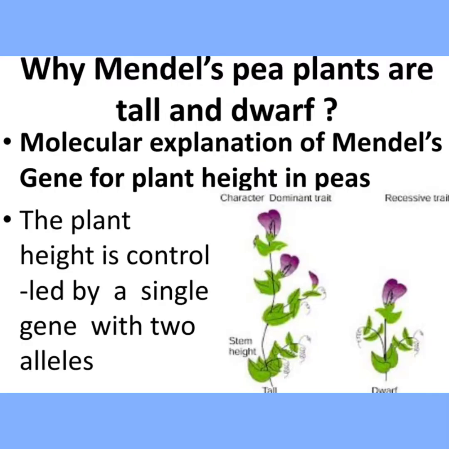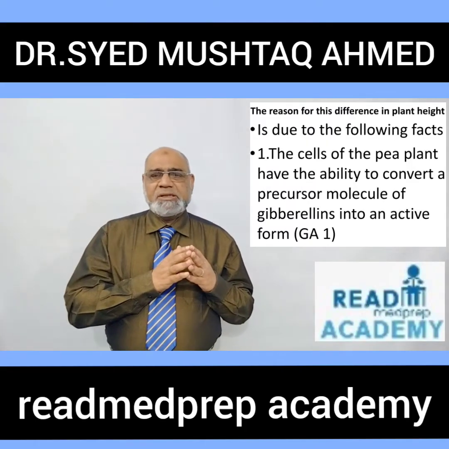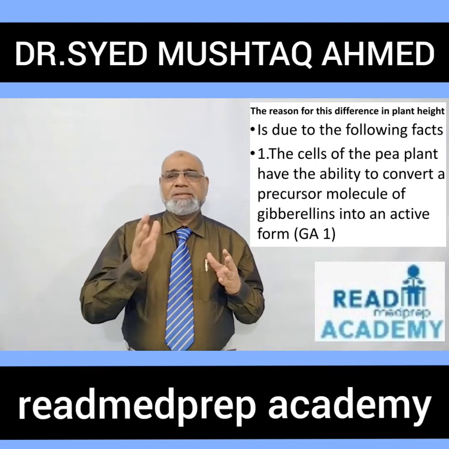What is the molecular explanation of Mendel's gene for plant height in peas? The plant height is controlled by a single gene with two alleles. The tall is the dominant trait and the dwarf is the recessive trait. The following facts give a reason for the plant height.